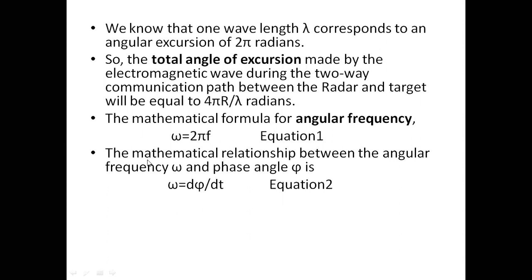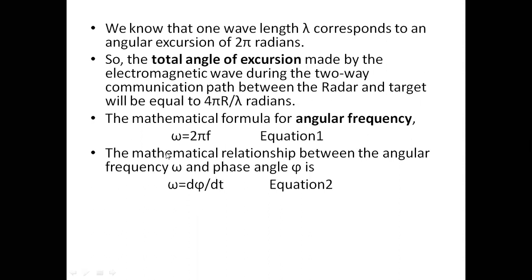Then we already know the relationship between the angular frequency omega and the phase angle. Here, this is the relation between the phase angle phi and the angular frequency omega: omega is equal to d phi by dt. The change in the phase angle with respect to time gives the angular frequency. We already discussed this formula in previous sessions also, that is omega is equal to d phi by dt.